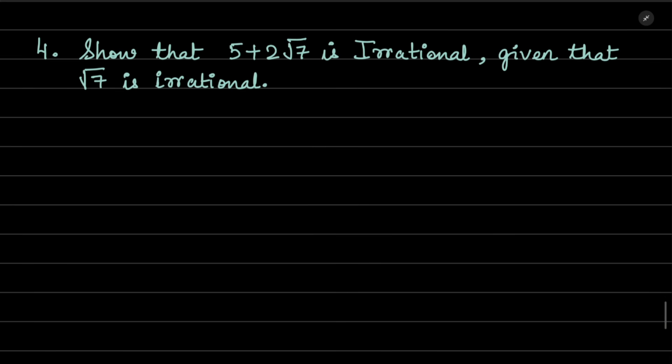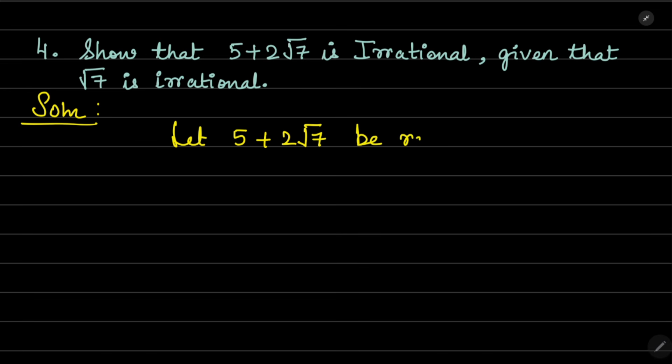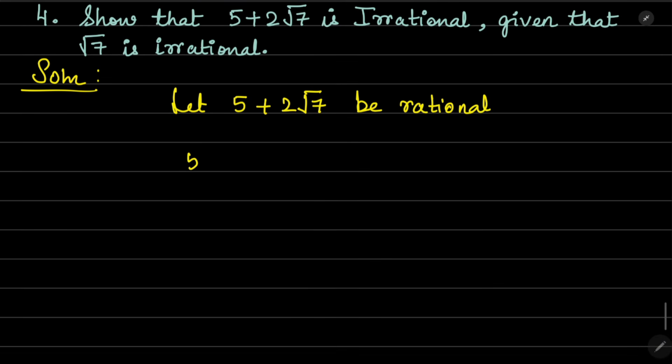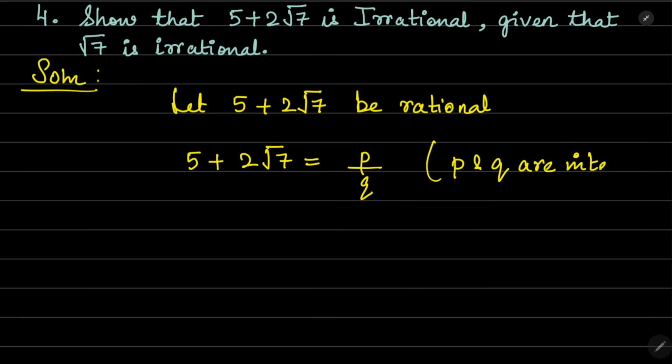Show that 5 plus 2 root 7 is irrational, given that root 7 is irrational. A very similar way of doing it, let us do. Again, you will be using the method which is called the contradiction method. So, let 5 plus 2 root 7 be rational. So, I can write 5 plus 2 root 7 is equal to P by Q, where P and Q are both integers and Q is not equal to 0.